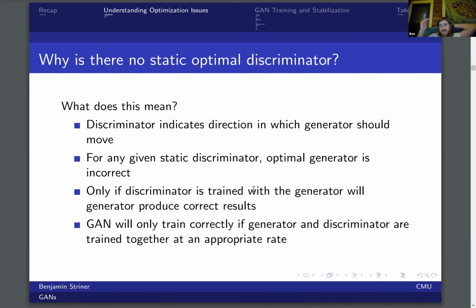So if there's a static discriminator, if you hold the discriminator steady and you optimize a generator against that, you're going to get junk data, because your optimal generator against a static discriminator is either going to be 100% heads or 100% tails. And that's not what you're looking for. You're looking for 60-40, whatever it's supposed to be. And the only way that can work is if the generator and the discriminator are trained together.